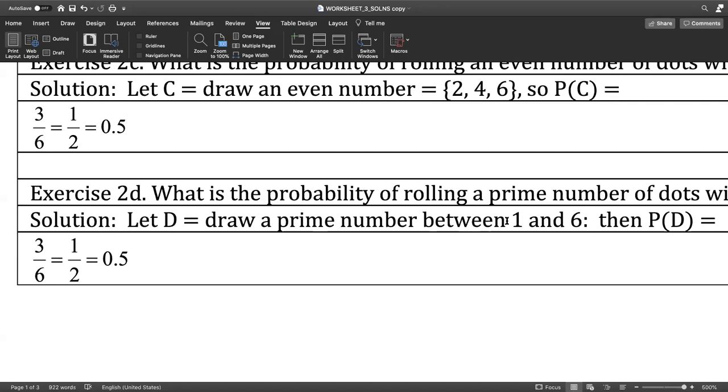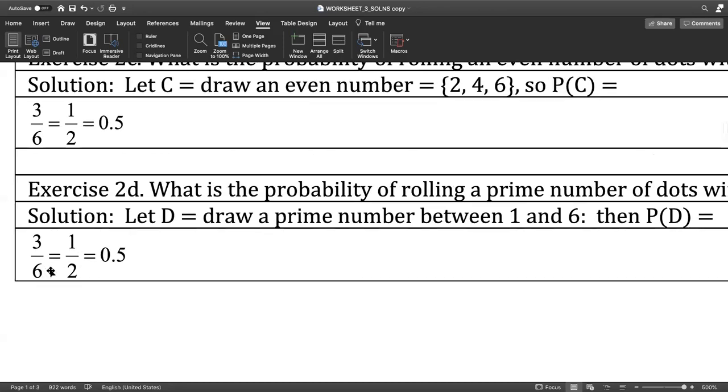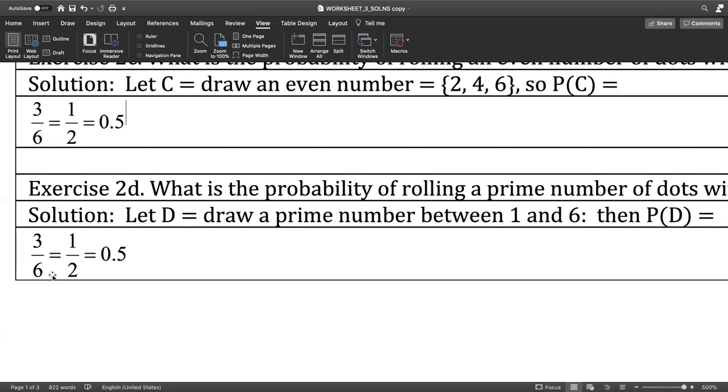Once we've identified those, we take the relative frequency: the number in our event, which is 3, divided by the total number in what we would call the sample space. The sample space is simply another name used in probability for the population. So 3 over 6, and that gives us 0.5.